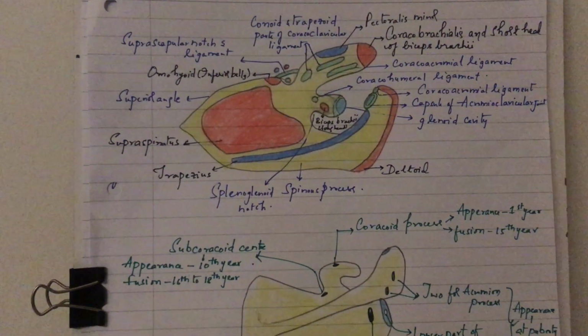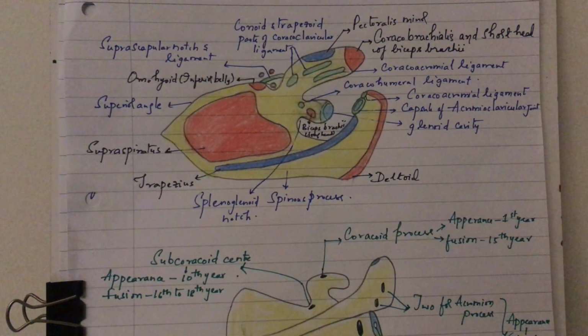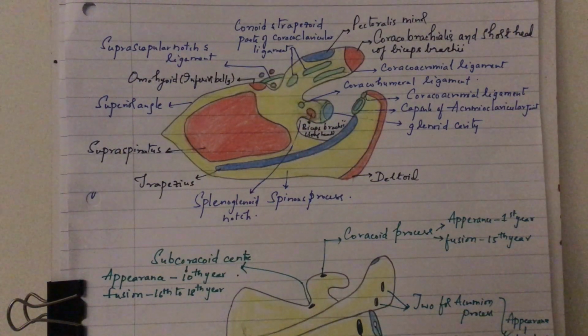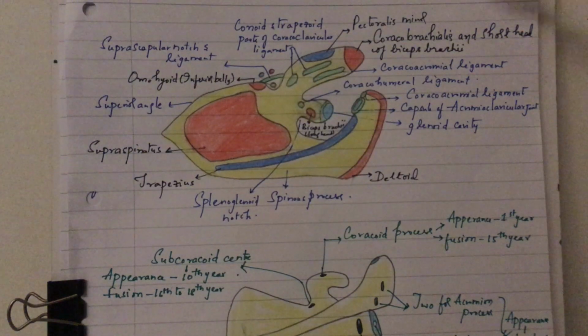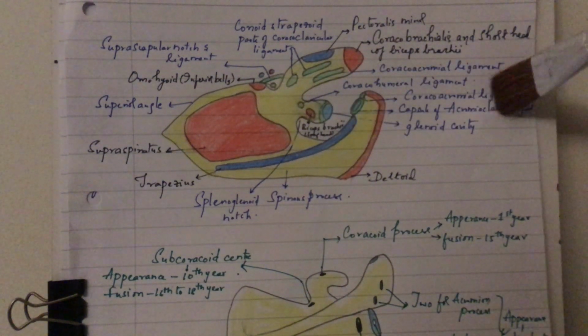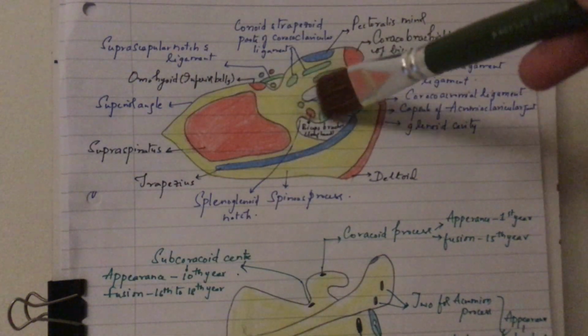Coming to the superior aspect of the scapula. In the superior aspect of the scapula, what we have to remember are the ligaments. One is the coracoacromial, another is the coracohumeral ligament.